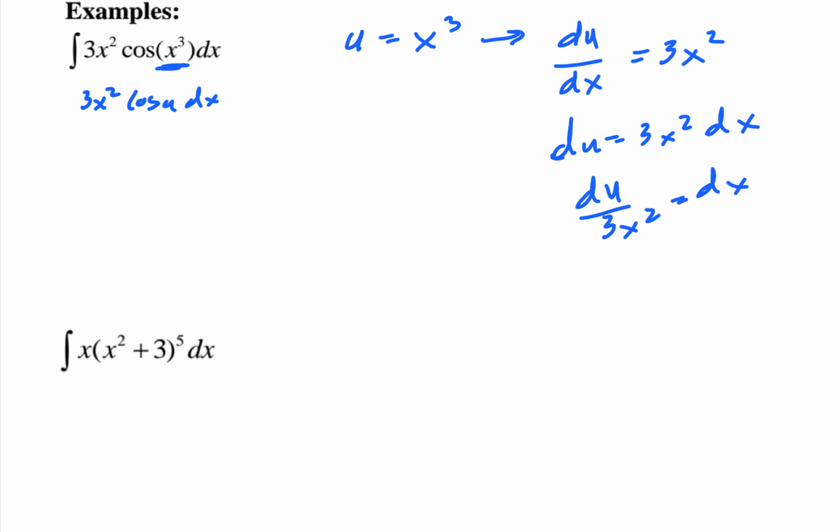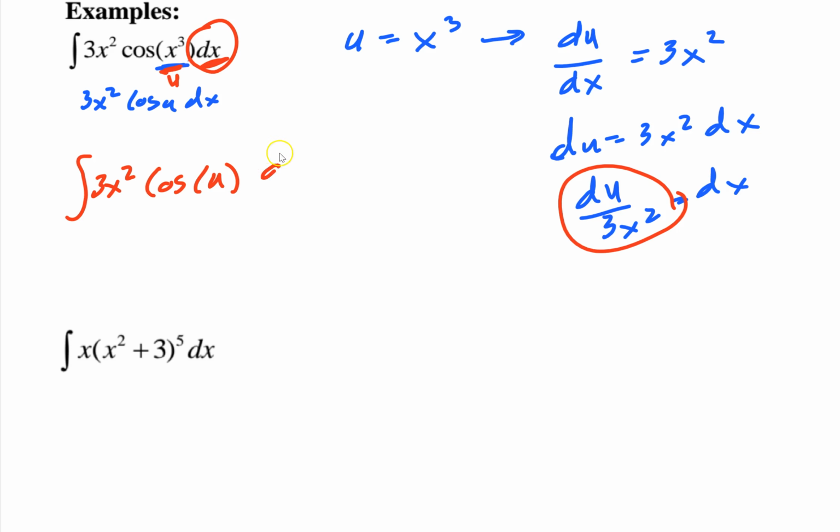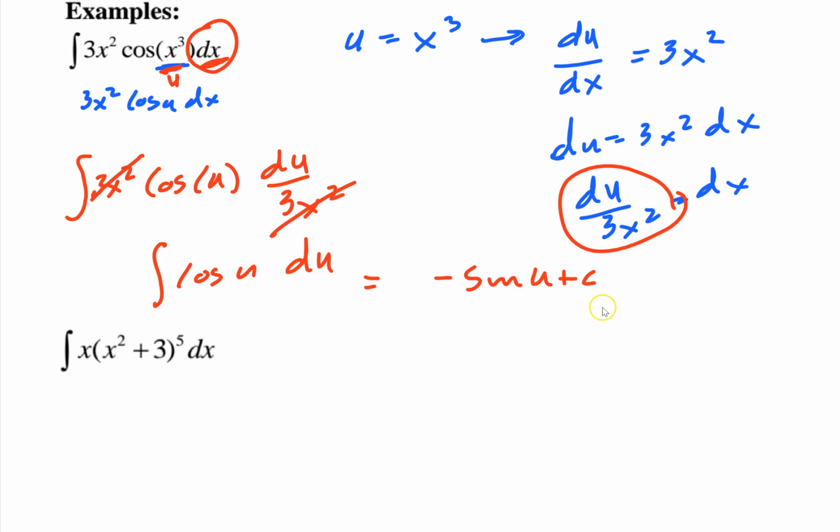And once I have that, I can go back into my equation here and just plug it in, right? I'm plugging u in for here, and I'm plugging du over 3x squared in for dx. That's the whole idea. So we're going to get this 3x squared cosine u, and instead of dx there, I have all of this, du over 3x squared. If you notice, these cancel. You just get the integral of cosine u du, which gets me negative sine u plus c. Now you plug your u back in: negative sine 3x squared plus c.